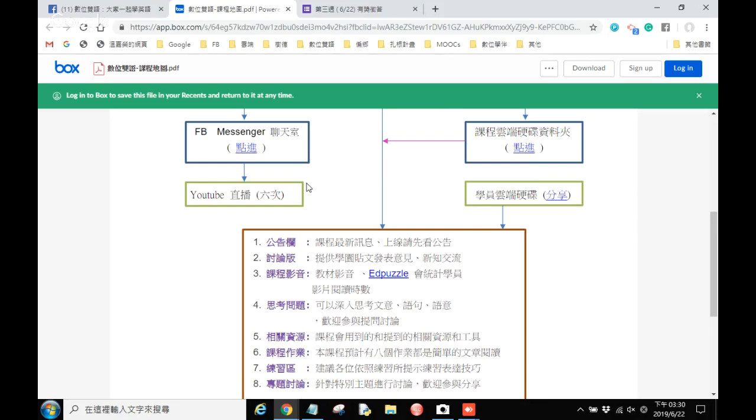The website and information are useful for us. However, I think I have to use them after the class.